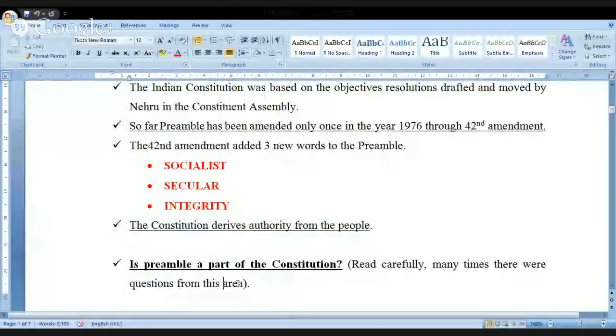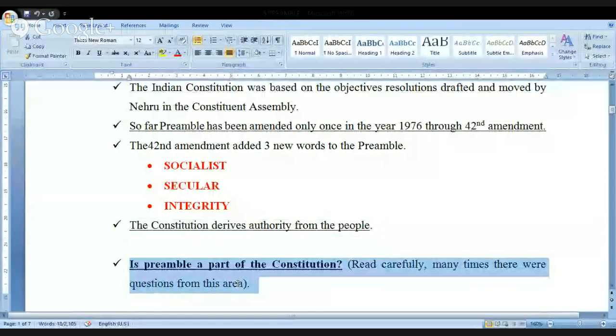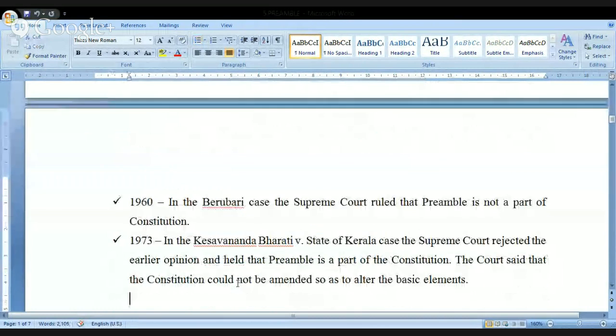But over a period of time, the Supreme Court changed its version and said that the preamble is a part of the Indian Constitution. Today, the latest judgment of the Supreme Court is important for us, and even according to the Supreme Court, the preamble is a part of the Indian Constitution. Am I clear? Now, I'll open the document. We'll see what these judgments are. Let's see here. Now, look at this. Is the preamble a part of the Constitution? Many times, these were the questions from this area. Let's see here.